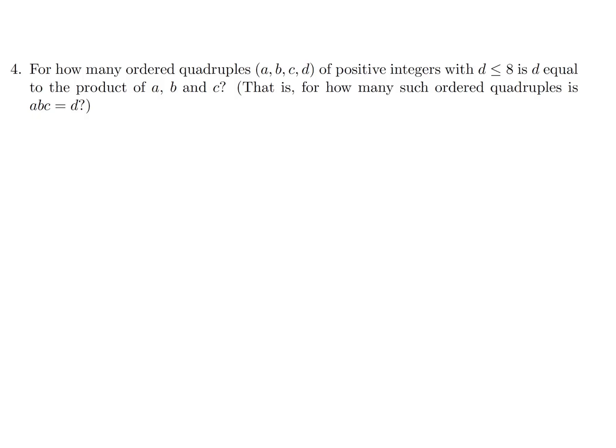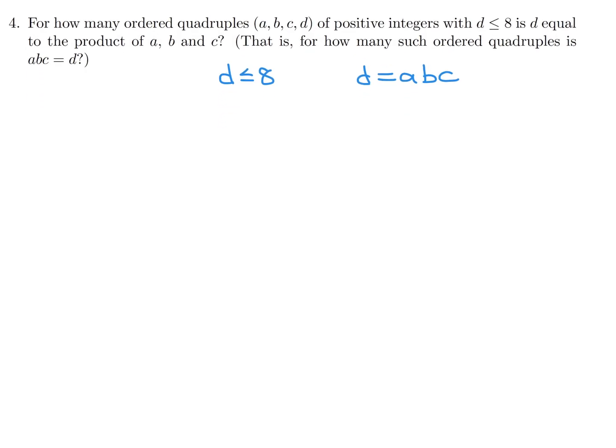For how many ordered quadruples A, B, C, D of positive integers with D less than or equal to 8 is D equal to the product of A, B, C? So D is less than or equal to 8. So that's good. At least we have a parameter. Okay, let's work through this here. They're positive integers, so I guess we have to do it for everything from 1 to 8: 1, 2, 3, 4, 5, 6, 7, 8. And these are the values for D.